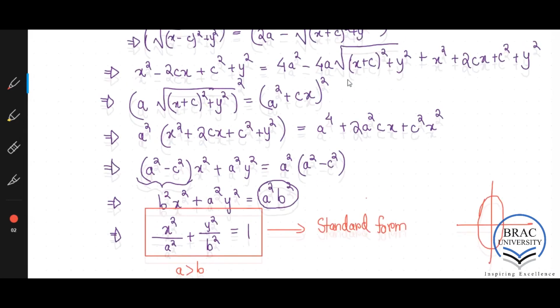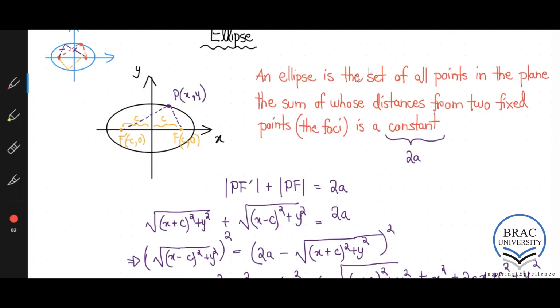Let's now look at an interpretation of a and b here. So this distance is c, right? This length here is actually a. This length here is also a. So the maximum distance on the y-axis on either side is each b.